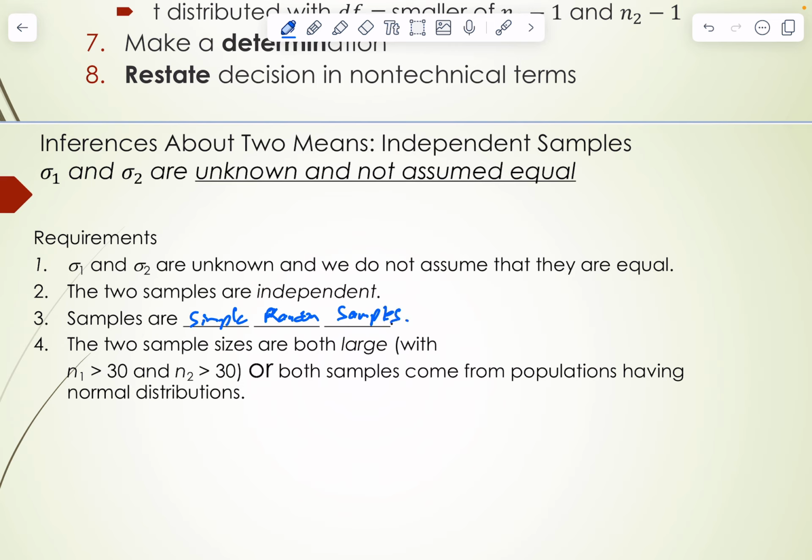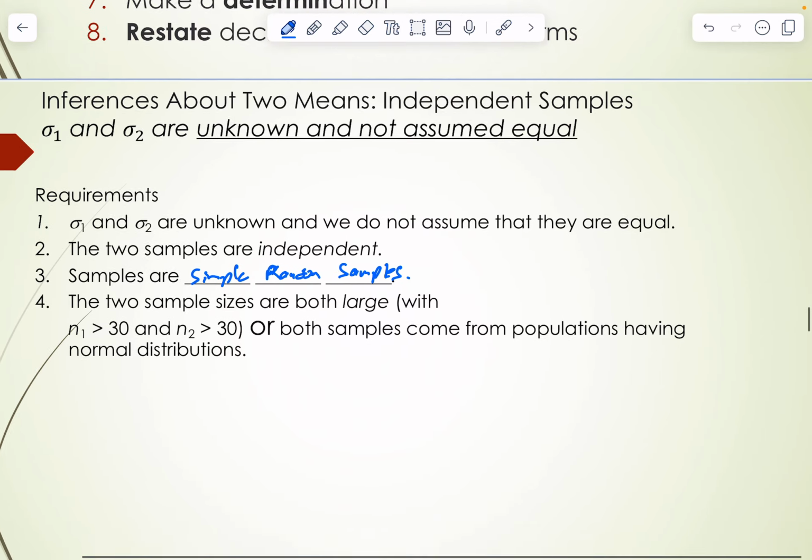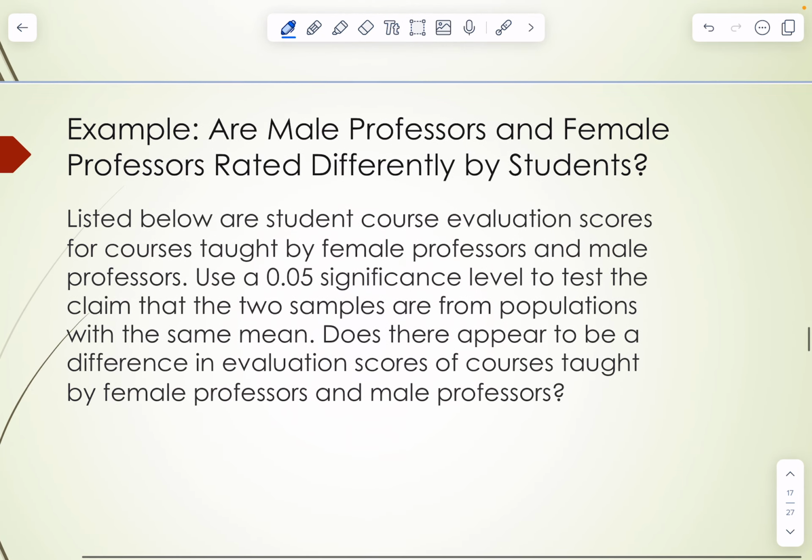Random samples. And then you also need the samples to be big enough. So the two sample sizes are both large, as to say they're both over 30, or both samples come from populations having normal distributions. That would also be okay.